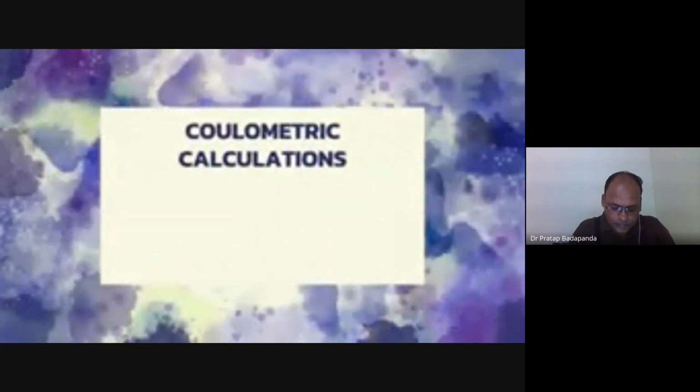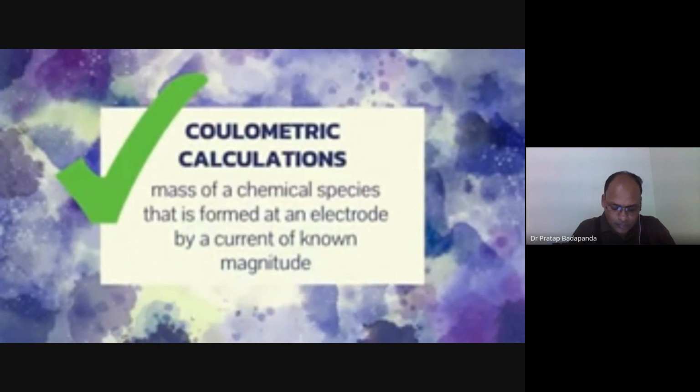Having these definitions, we are now able to calculate the mass of a chemical species that is formed at an electrode by a current of known magnitude. This is the core principle of coulometric methods of analysis. Here is a sample problem for you to apply the working equations involved in coulometry. Feel free to pause this video to practice your skills.